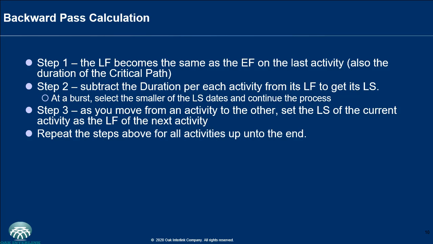At a burst, and I'm going to show us a burst, select the smaller of the late start dates and continue the process. Step 3, as you move from an activity to the other, set the LS of the current activity as the LF of the next activity. Remember, when you're carrying out the backward pass calculation, you're moving from right to left, from the end of the project to the beginning. Repeat the steps above for all activities up until the end.